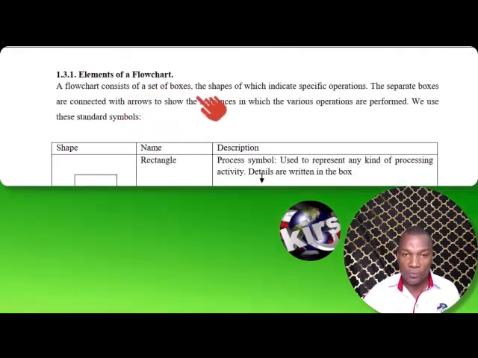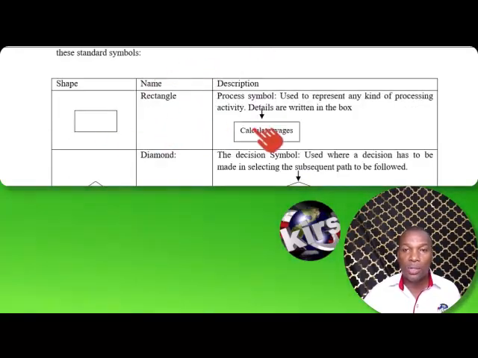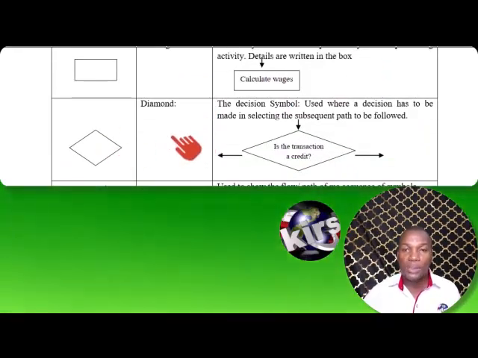A flowchart consists of a set of boxes, the shapes of which indicate specific operations. The separate boxes are connected with arrows to show the sequences in which the various operations are performed. We use these standard symbols. The first symbol is a rectangle, a process symbol used to represent any kind of processing activity, and details are written within the box. The second symbol is a diamond, and this is the decision symbol. It is used where a decision has to be made in selecting the subsequent path to be followed.